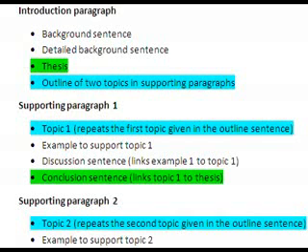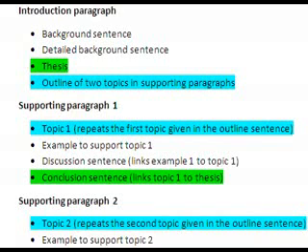So in the introduction paragraph, you have the background sentence, your detailed background sentence, which is just giving some background information about what you're going to talk about, and your thesis, which is the main idea of your entire essay. And so I've marked that in green. So everywhere that you see green in this skeleton is an area where the essay is linking back to the thesis and reinforcing the idea that was presented in the thesis.